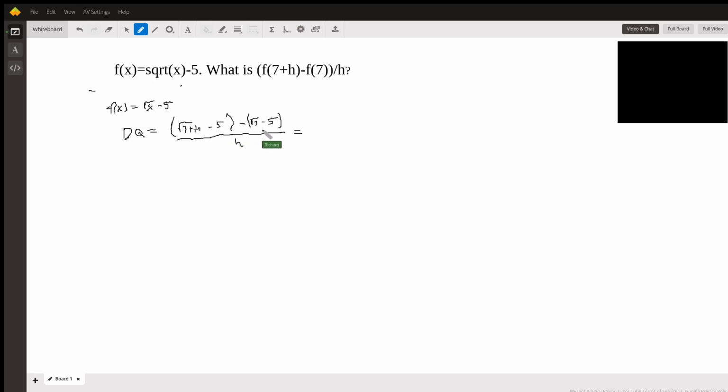Okay, so let's do the subtraction. So you're going to get root 7 plus h minus root 7, because the 5s will cancel. You distribute that negative against the negative 5, you're going to go plus 5. The 5s will cancel.